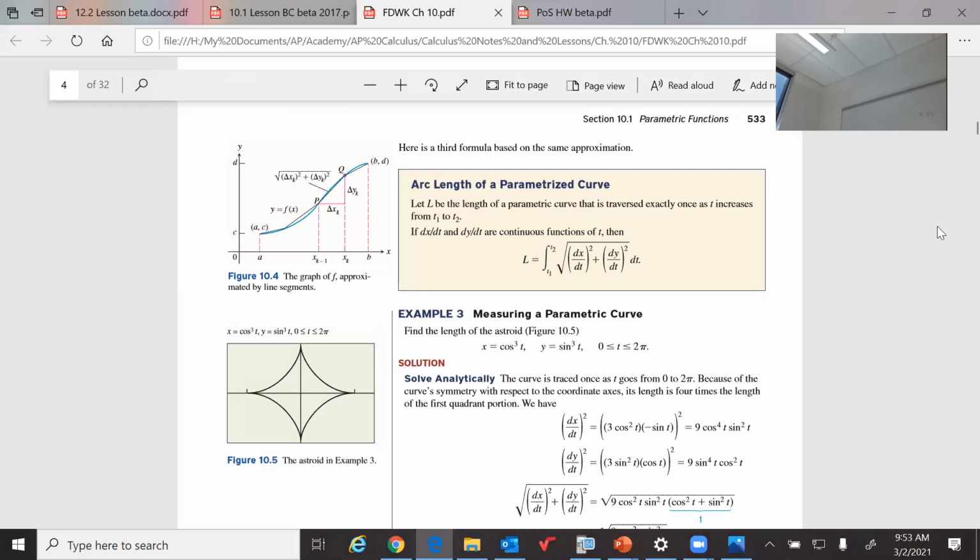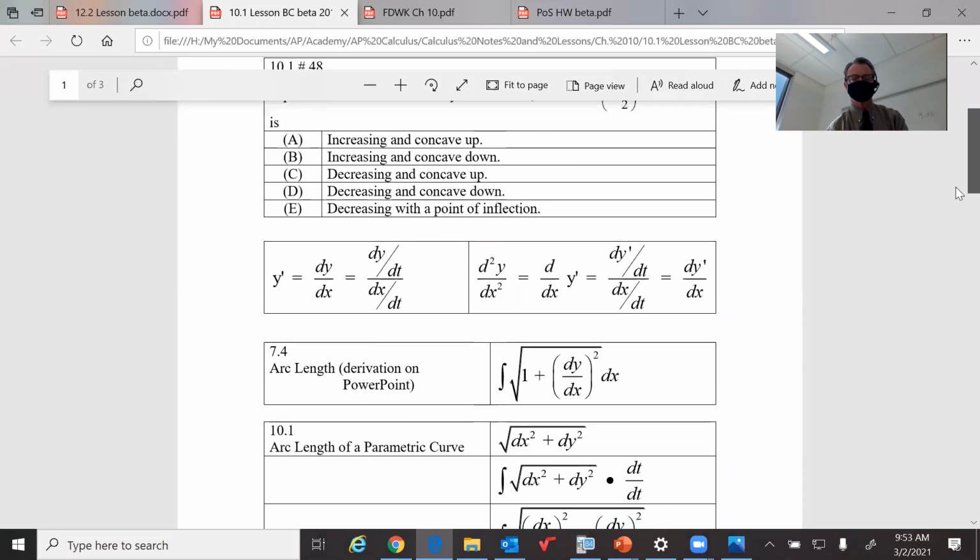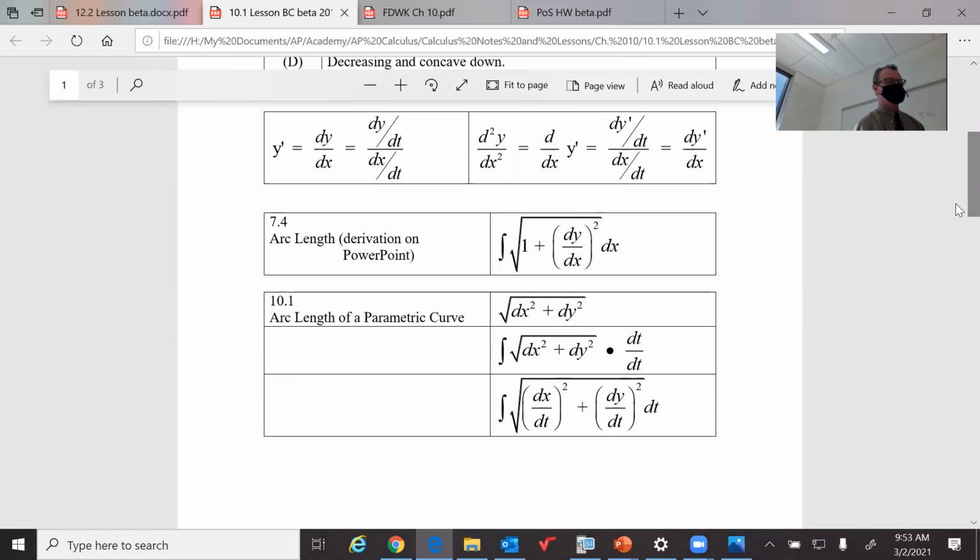And what are you accountable for now? In 10.1, you're accountable for 2 things. The derivative of a parametric curve and the length of a parametric curve. So I'm saying to you, here is 7.4. There's the length of a curve in function mode. That's what you're being assessed on at the end of the week. And what we're doing here is from the textbook.